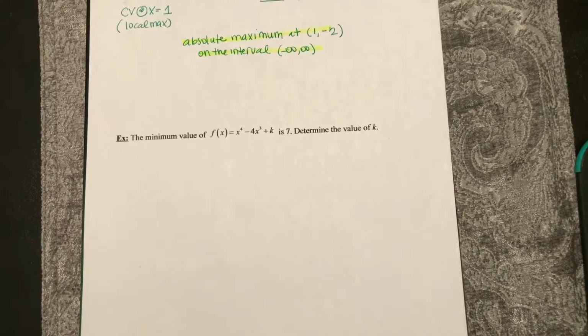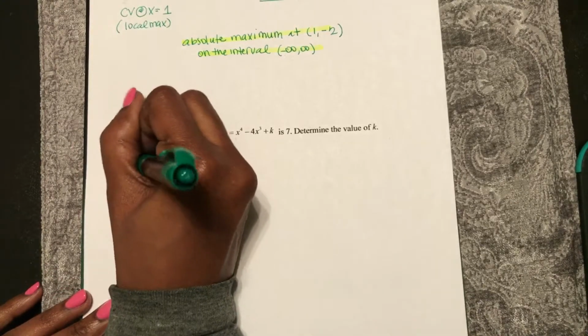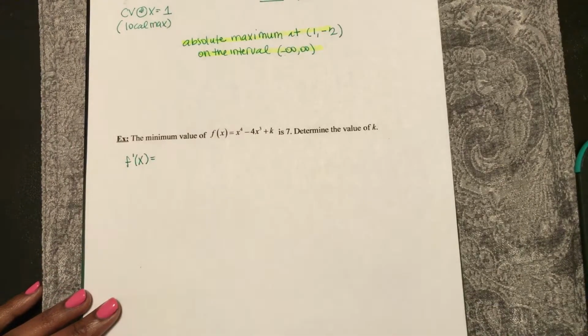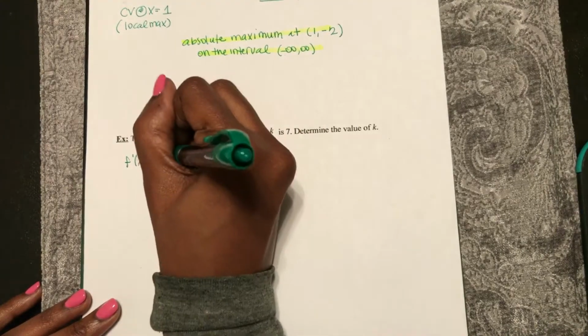Okay, last but not least here, we have the minimum value of f of x is 7. Determine the value of k. So, where does the minimum happen? Well, for an open interval, the minimum must happen at a critical value. So I must find my derivative first to see where it has a critical value.